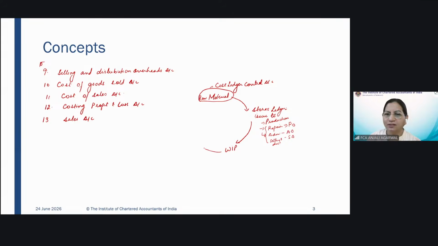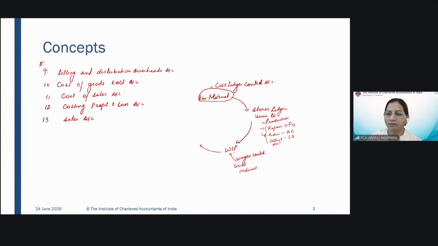From work in progress, you have already issued the material, then you incur certain wages. So you pass an entry of wages control account debit to cost ledger control account. And these wages which are direct, they go to WIP, which means your next journal entry would be work in progress account debit to wages control account. However, once again, if the wages are indirect, then you may pass an entry production overheads to wages control account or administration overheads to wages control account or selling and distribution overheads debit to wages control account.